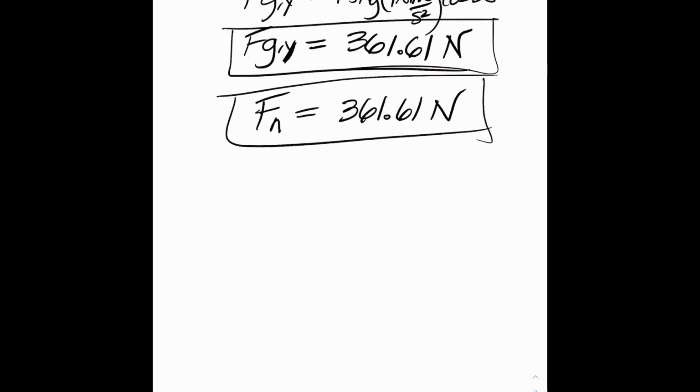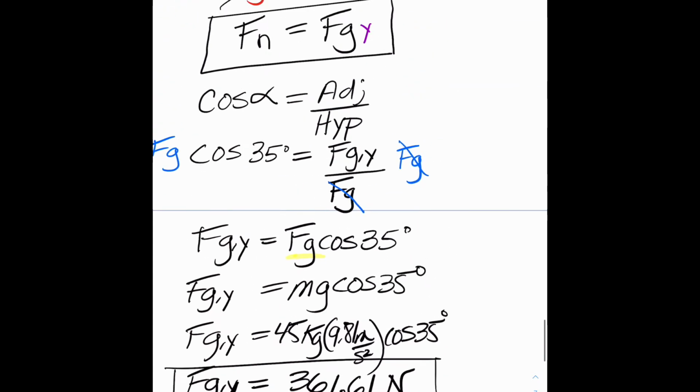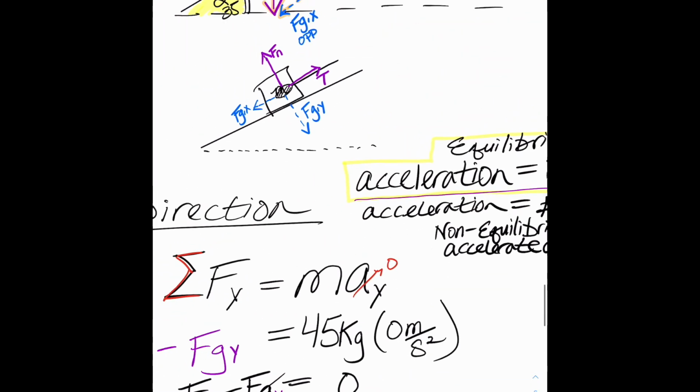We never solved for FG, did we? What is FG? Well, it's 9.81 times 45, so about a little under 450. FG is 441.45. So it is indeed smaller. Why is this? Can we make sense of this? Well, let me show you.